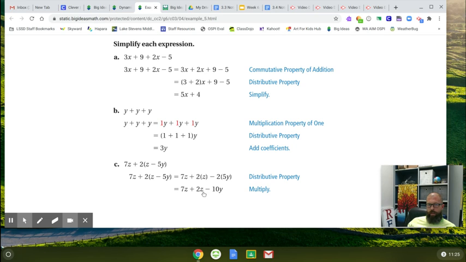Now notice these have the same variable. So those are called like terms. They are alike. So I can combine those. What's 7 plus 2? Well, we have 9. So 9z minus 10y would be our final answer on that one. So go ahead and pause the video. You can kind of see what they're doing there, using the distributive property and combining like terms.